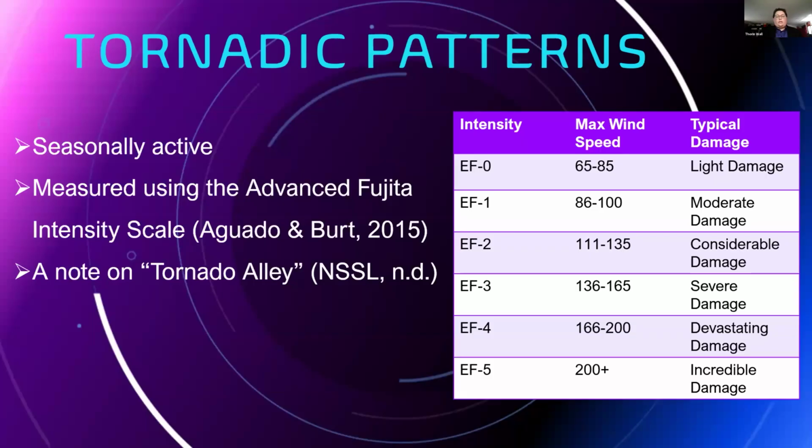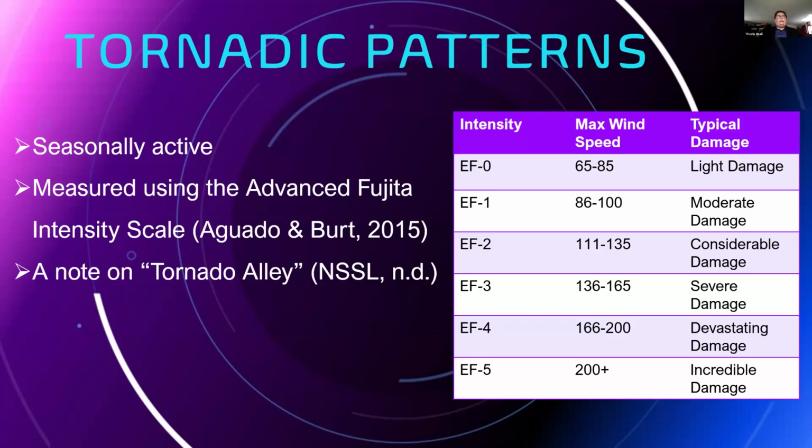Okay, so overview of my project. First, I want to talk a little bit about tornadic patterns. Tornadoes are typically seasonally active, mostly in the spring and summer. They are measured using the Advanced Fujita Intensity Scale, which can be seen in the table to the right of the screen. A note about that is the intensity isn't actually assigned until after damage assessment. The max wind speed is used to estimate, but the damage is really what indicates what intensity it is.